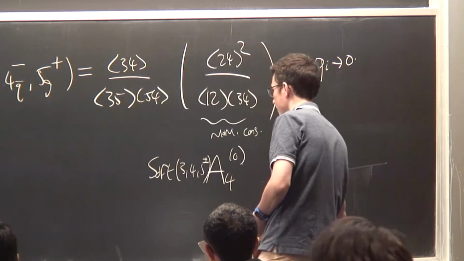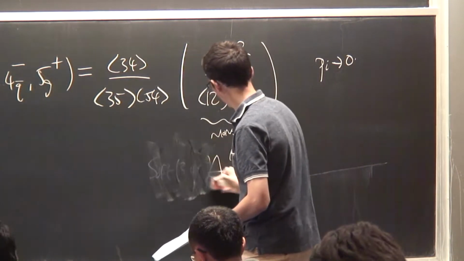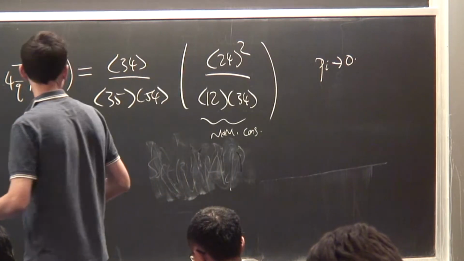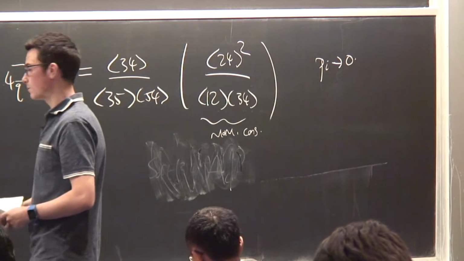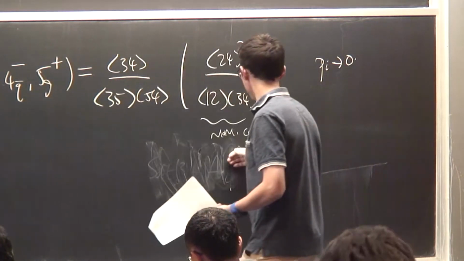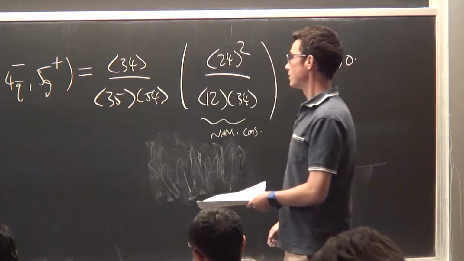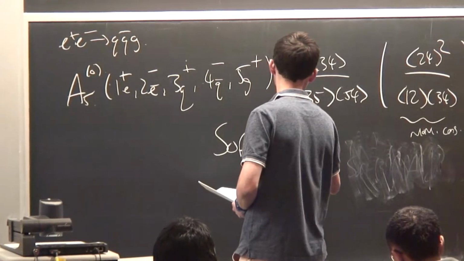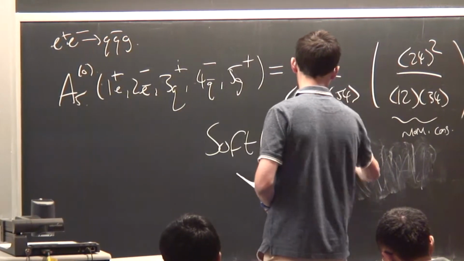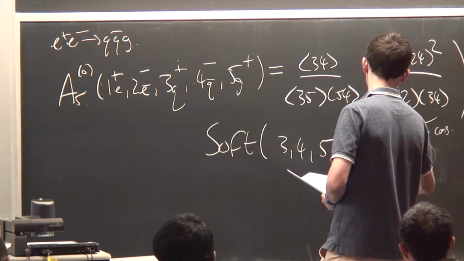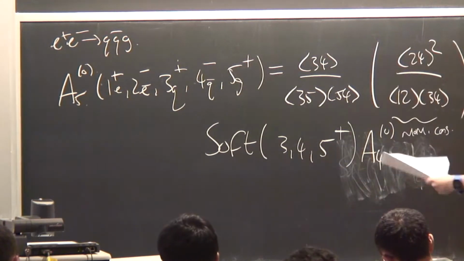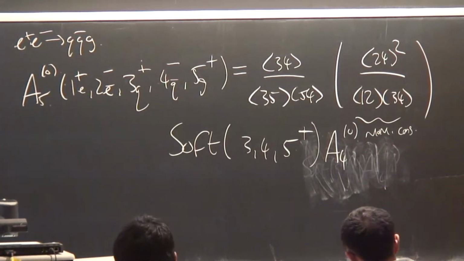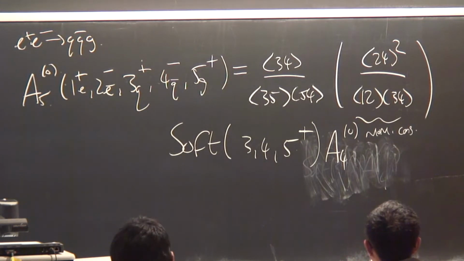So let me make a bit more room for this. This helicity. Yes, there's the helicities, always helicities, charges and irritating annoyance. All right. So I was going to write this in a bigger notation. I call this Soft(3,4,5+) times A_4^0. So this is my factorization of the soft limit, and this function here, Soft(3,4,5+), is given by this here. It's called the soft function, or often also the eikonal.